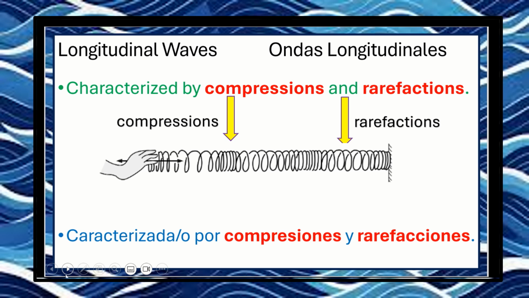Okay, longitudinal waves are characterized by compressions and rarefactions. So the compressions are where the coils of the slinky are close together, and rarefactions are the spots where the coils are farther apart. Will you please label the diagram in your notes with compressions and rarefactions?